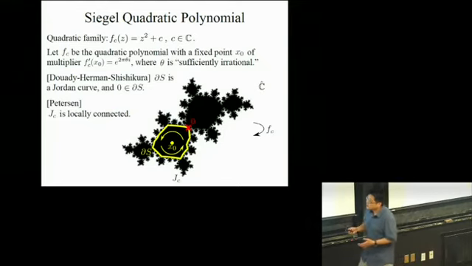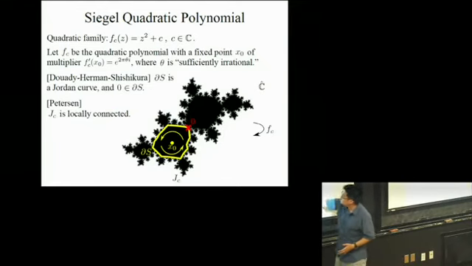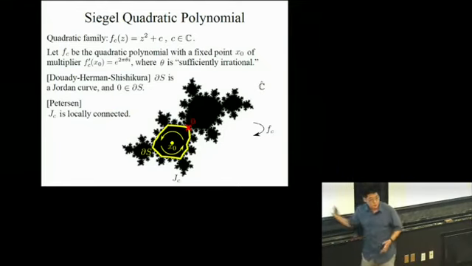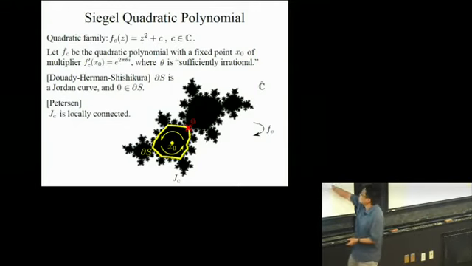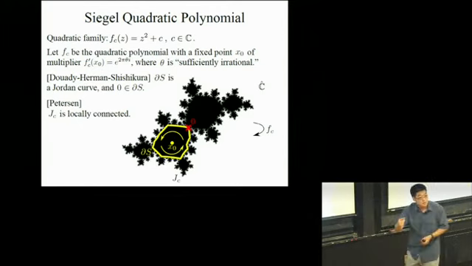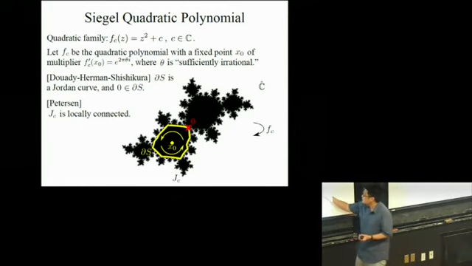The global result is that the Julia set, the boundary between the black region and the white region, is locally connected. What that means is that the Julia set is parameterized continuously by a circle. And in this parameterization, the dynamics under this polynomial is just the angle doubling map.